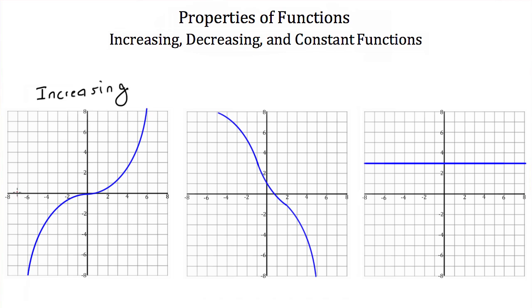If I started at negative infinity on the x-axis and I walked along the x-axis towards positive infinity, and as I walked along this axis I recorded my y value or my function value. If, as I walk along the x-axis, my y value gets larger, then you have an increasing function.